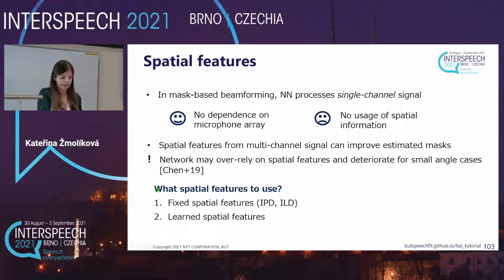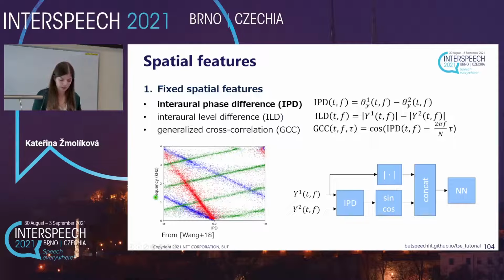For the spatial features itself, we can either use fixed spatial features or learned spatial features. For the fixed spatial features, the feature that is most commonly used, in almost all target speech extraction works, is the interaural phase difference, that for each time frequency point measures the difference of the phases at two microphones, microphone 1 and microphone 2. If we have more than two microphones, we can just select several pairs of the microphones, extract the IPDs from these pairs, and then concatenate the IPDs from different pairs. There are other options like interaural level difference or generalized cross correlation, but these are quite rarely used.